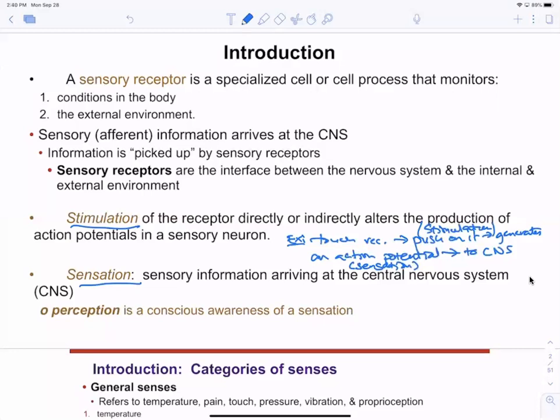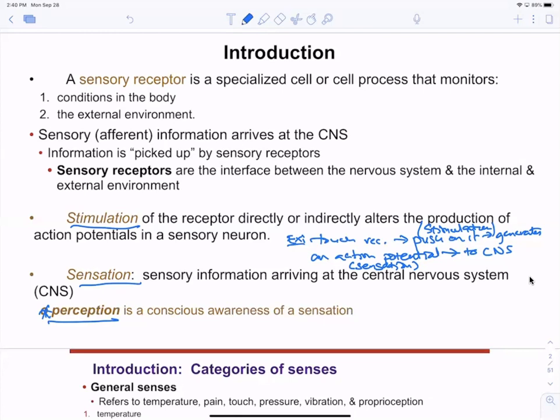Now, perception is a conscious awareness of this action potential arriving in your cerebrum. So perception is when the sensory information makes it up to your cerebral cortex, depending on what kind of sensory input it is and what cortex it goes to, but it's your conscious awareness of these action potentials coming into your brain. That is perception.